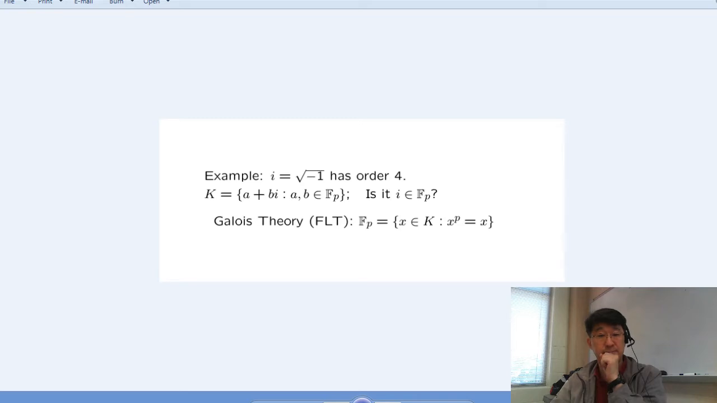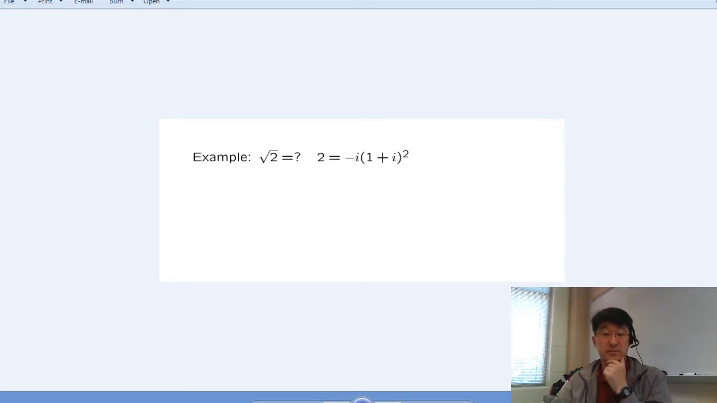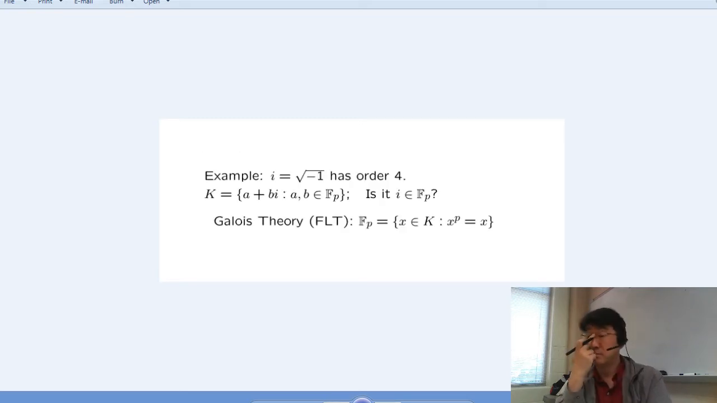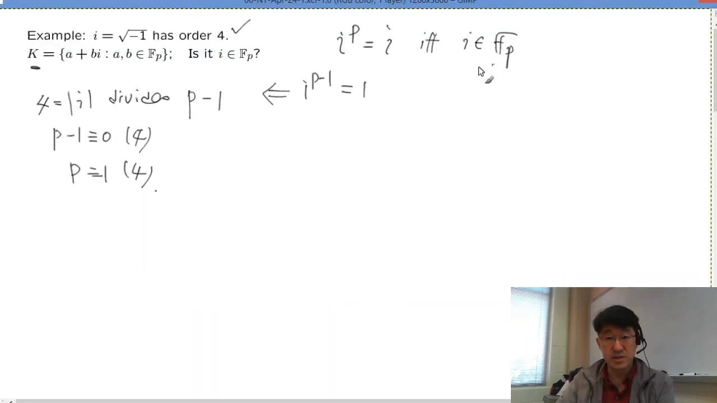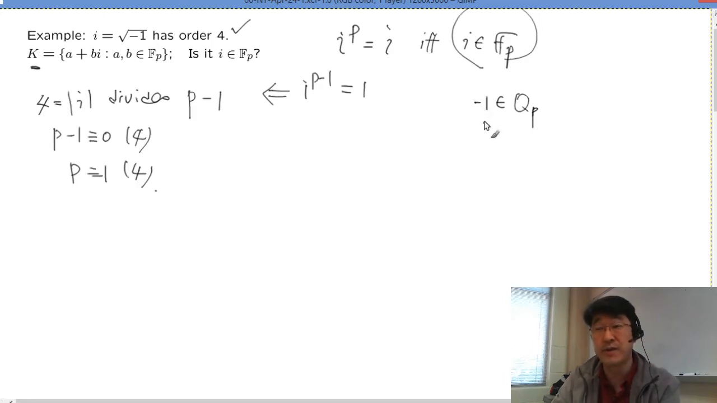So I wrote it down there. Let me summarize it here. The statement is this: is i inside F_p? That means is -1 a quadratic residue mod p? If -1 is a quadratic residue, the square root of -1 is back in our F_p. So that's the equivalent statement.